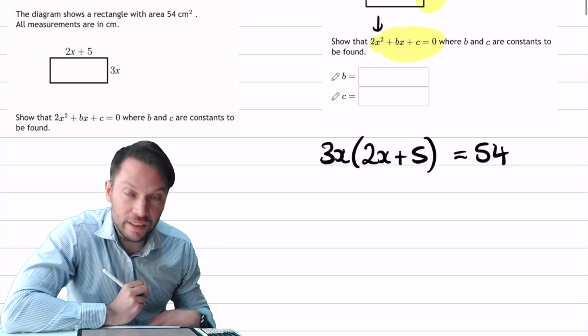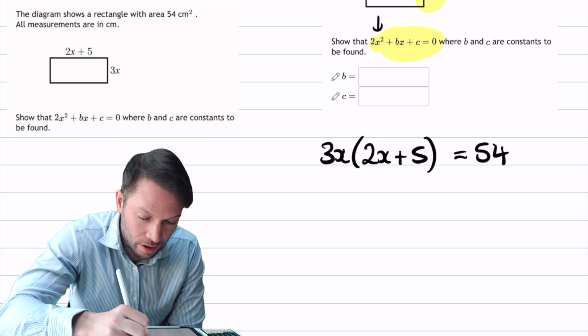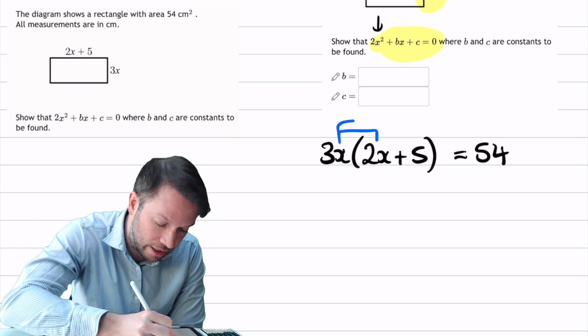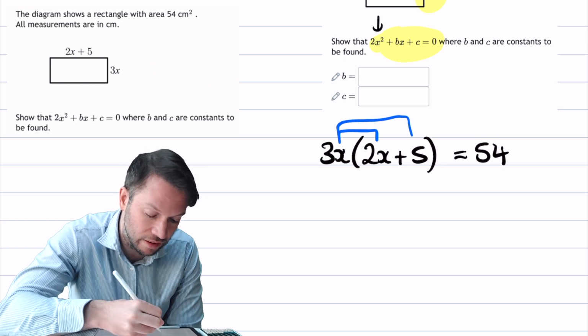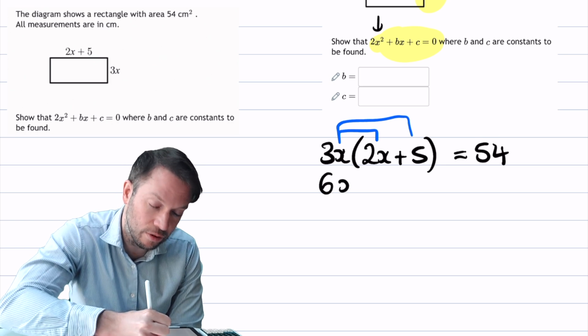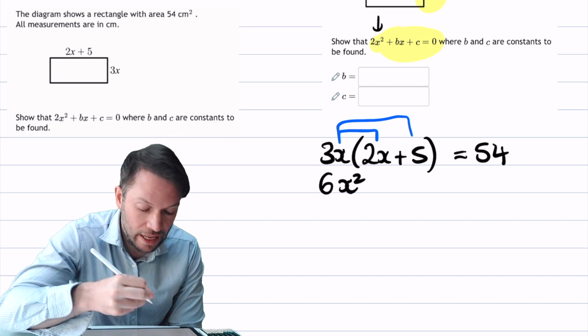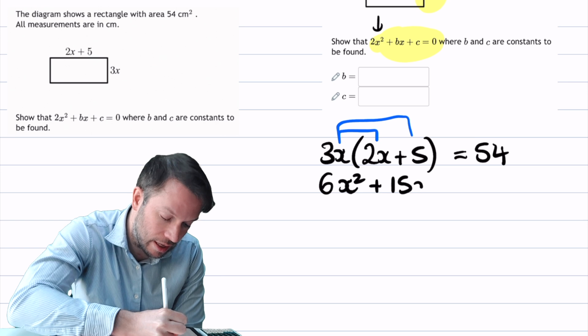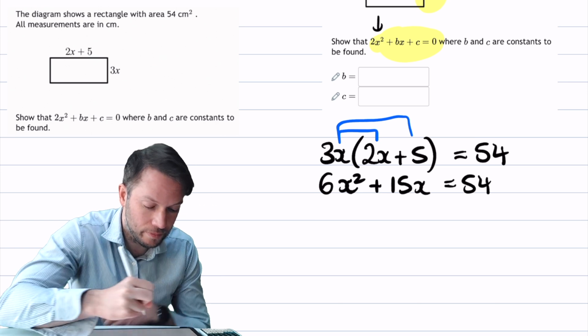Now, we've got these brackets here, so let's just multiply out the bracket. We do the term on front of the bracket multiplied by each term inside the bracket. So we do the 3x times the 2x, which is 6x squared. X times x is x squared. And we do the 3x times the 5, which is plus 15x. And that is equal to 54.